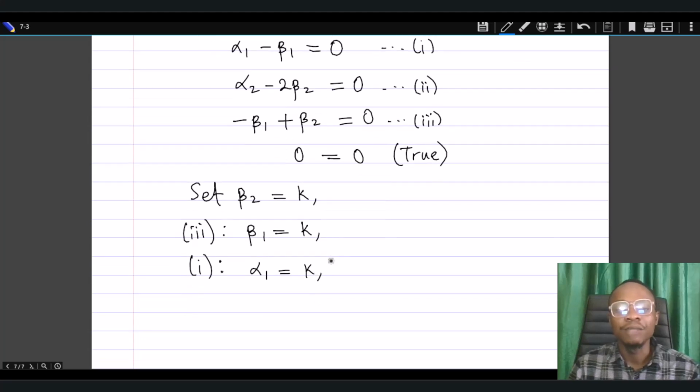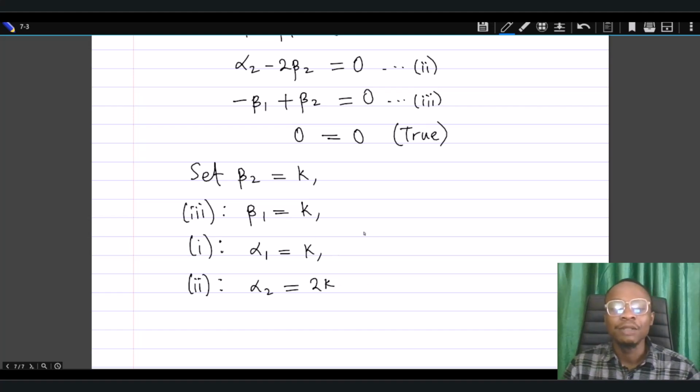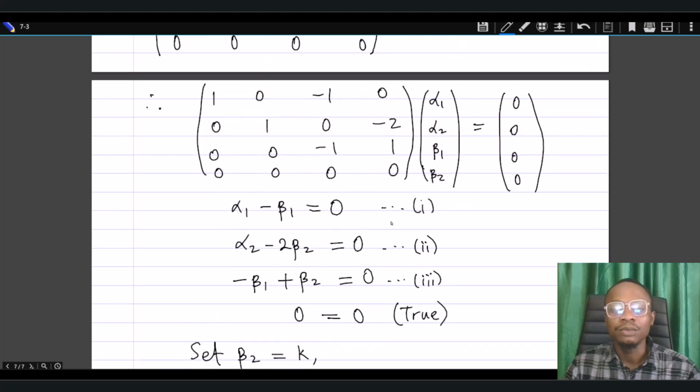And then from that, we can set the expression into alpha 2 so as to get alpha 2 using equation 2. We know that this will give us alpha 2 equals 2 beta 2. So beta 2 is k, that will be 2k, right? So that is it for alpha 1, alpha 2, beta 1, and beta 2.